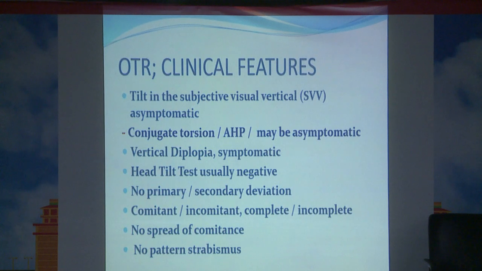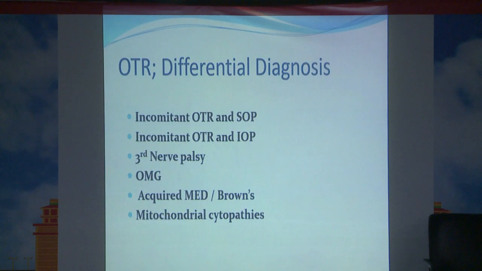And there is no spread of comitants, because they stay as they are, and usually there is no pattern also in these. And a good number recovers with time. So you have to give time, as we were talking in the last talk. Very important to give time when you have an acquired strabismus.